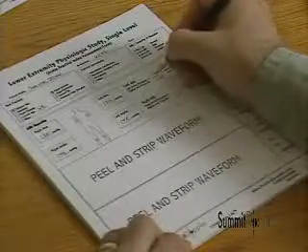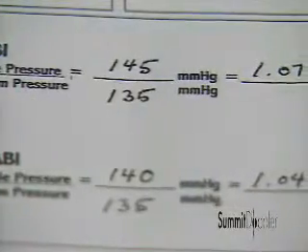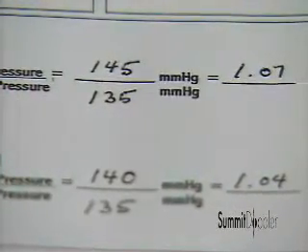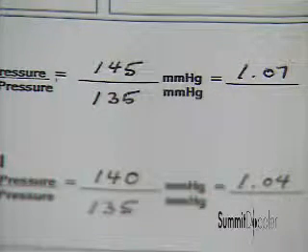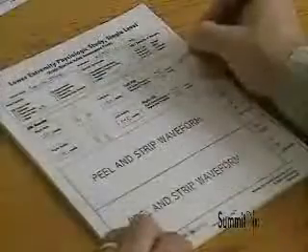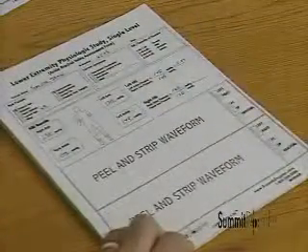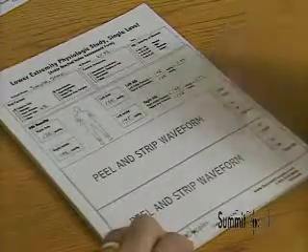When calculating the ABI, always use the higher of the 2 brachial pressures. If the difference between the 2 brachial pressures is 20 millimeters of mercury or more, recheck the brachial pressures and consider further upper extremity testing if the variance is repeatable. A variance greater than 20 millimeters of mercury between brachial pressures could indicate an upper extremity occlusion.